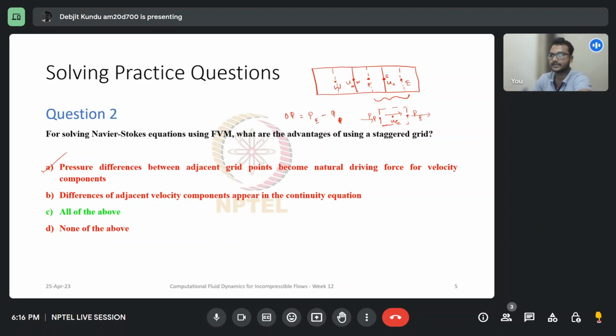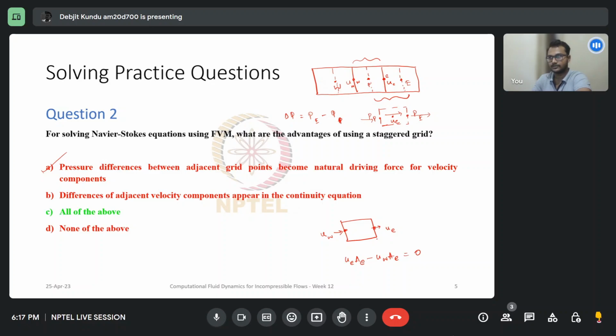Now, moving on to the second option or second statement, which says difference of adjacent velocity components appear in the continuity equation. So, for now, focus on this cell. For this cell over here, I have the UE, UW at this point, and I have the UE at this point. So if I'm trying to solve the continuity equation for this, both these will be appearing in the continuity equation. So I'll have something like UE AE minus UW AW equal to 0 being the continuity equation.